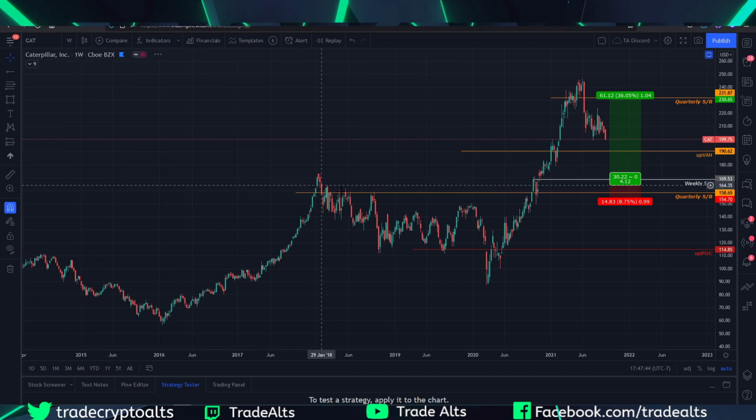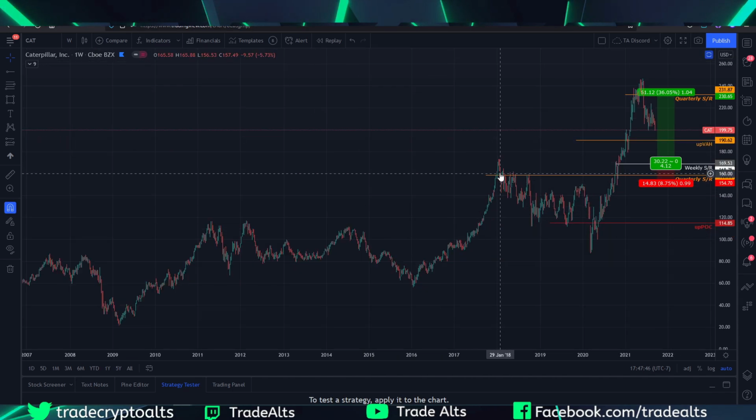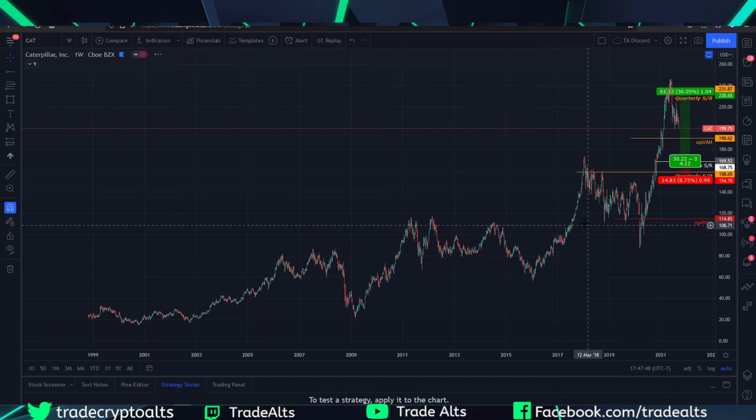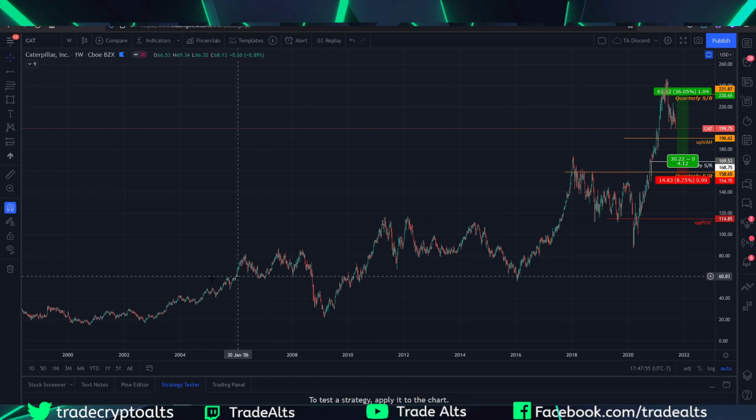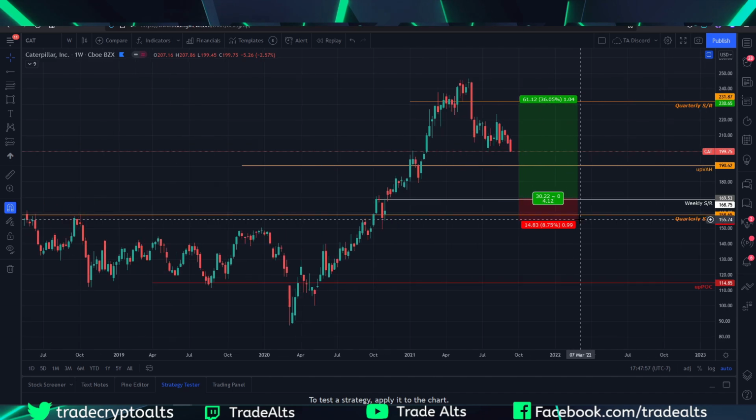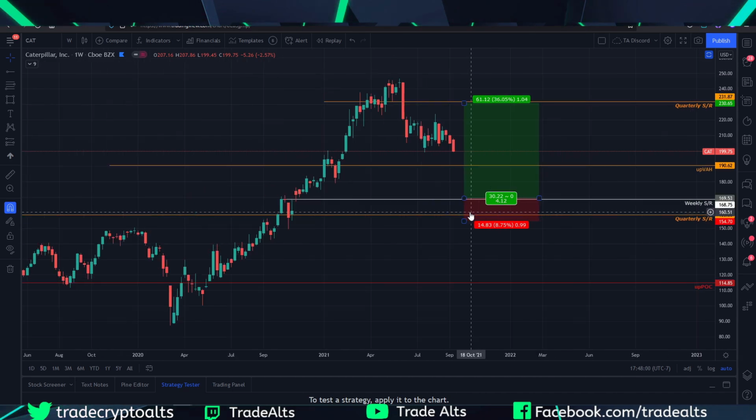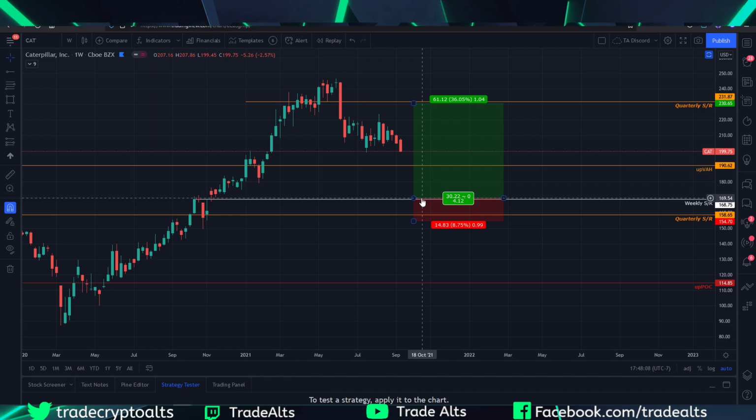And looking historically, this is obviously a pretty big move down here, but Caterpillar, pretty bullish chart, right? So it doesn't hurt to look for long trades when you see trends like this. But anyway, let's say again, this is where I want my long trade. Price comes down and hits my entry here.